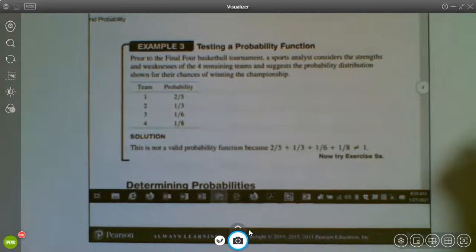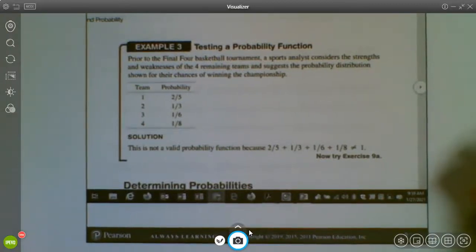Just as a kind of a quick note here, and again, this is real basic, but let's just think logically on something like this. They want to make sure that probabilities are reasonable, right, and that this is something that could actually exist. So if you were talking about this Final Four basketball tournament, and they're talking about strengths and weaknesses of the 4 remaining teams, and they said, okay, here's our probability distribution. The first team has a 2 out of 5 chance of winning. Second team has a 1 out of 3 chance of winning, on and on, right? And so they have identified these probabilities for the 4 teams. Well, if you look at that logically, is that realistic?